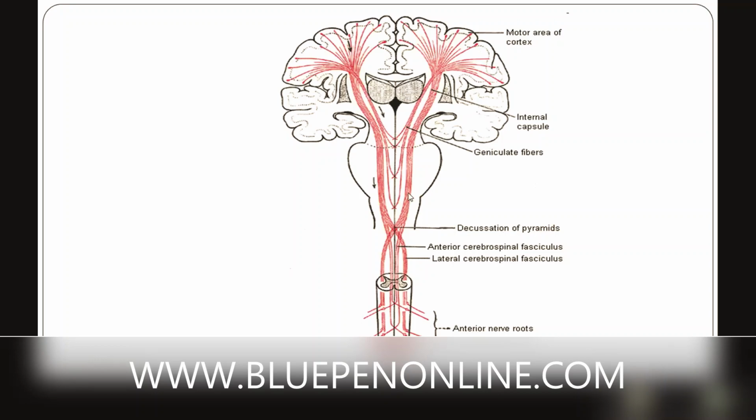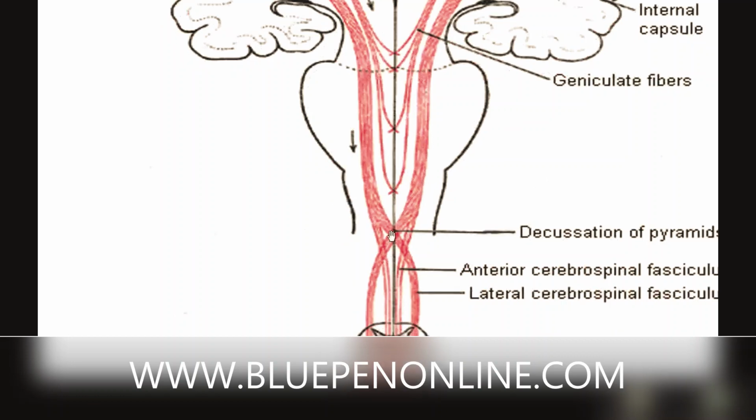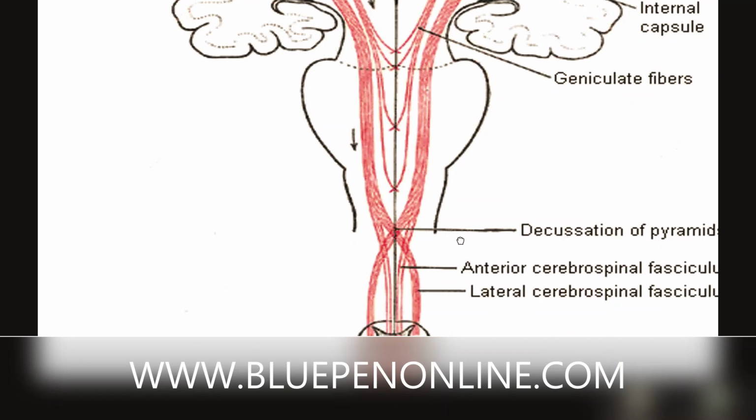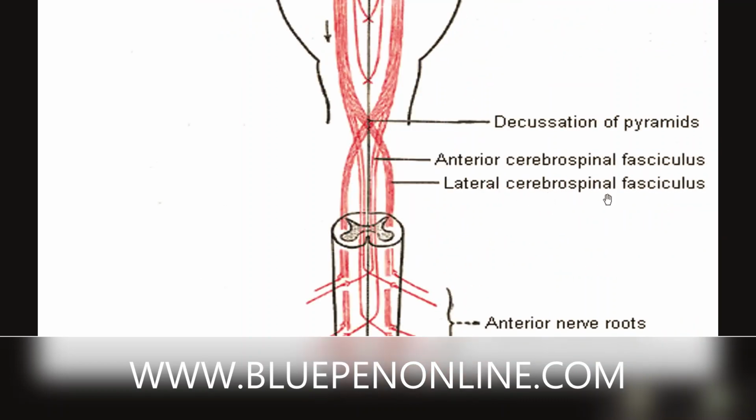So the nerves, upon coming to the medulla portion, 80% of the nerves will cross to the opposite side, and 20% will remain uncrossed, and they will pass through the same side. The neurons that pass to the opposite side form the lateral corticospinal tract, or cerebrospinal tract, whatever we can say. So the crossed ones form the lateral corticospinal tract, and the uncrossed ones form the anterior corticospinal tract.